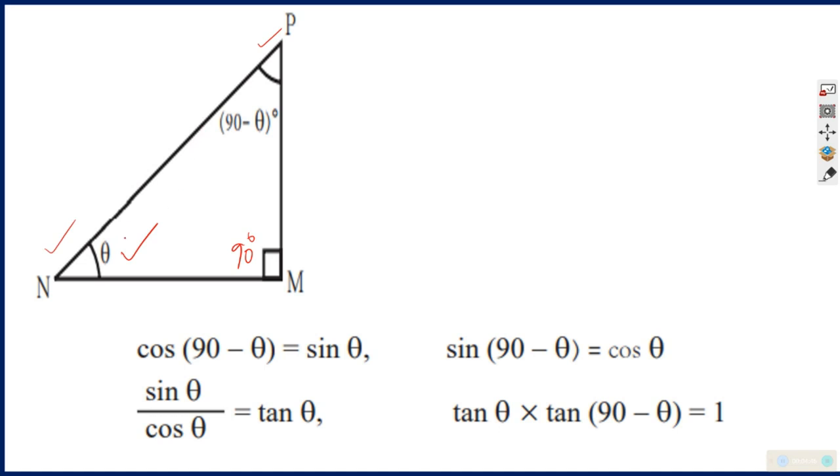make 90 degrees. So if this is theta, naturally this will be 90 minus theta, because angle P plus angle N is equal to 90 degrees. So naturally angle P will be 90 minus theta, where N is given as theta degrees. So angle P plus theta degrees is equal to 90 degrees. So angle P will be equal to 90 minus theta. That is why it is written 90 minus theta here.